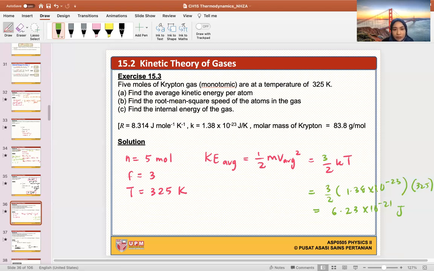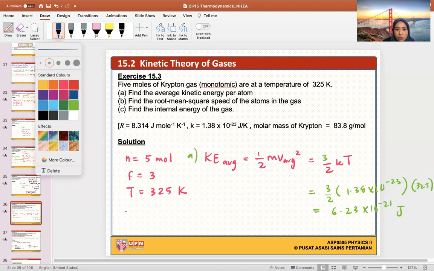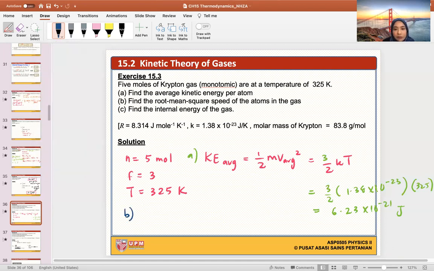Okay, next one. So this is A, and next one is B. What is the question? Find the root mean square speed of the atoms in the gas. Here we have R, the universal gas constant, and this is the molar mass of krypton. Molar mass is capital M, not small m. We have it as 83.8 grams per mole. Mole is in SI, but grams is not, so you need to convert it to kilograms.